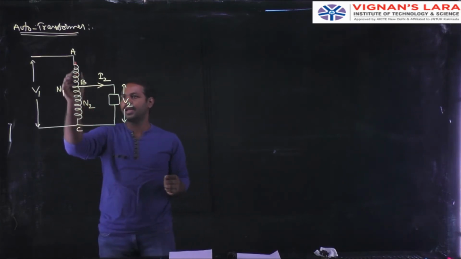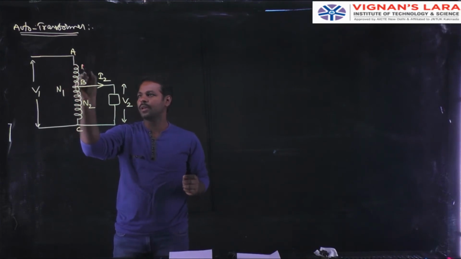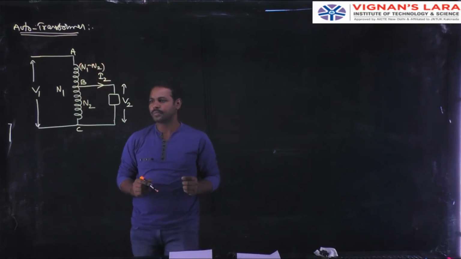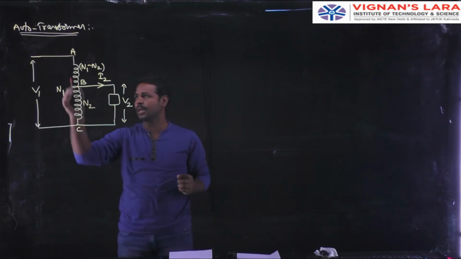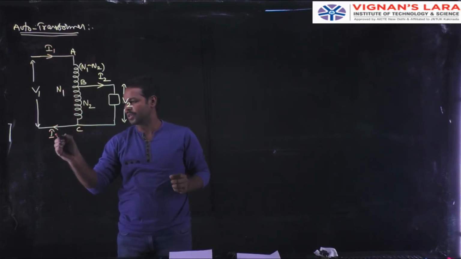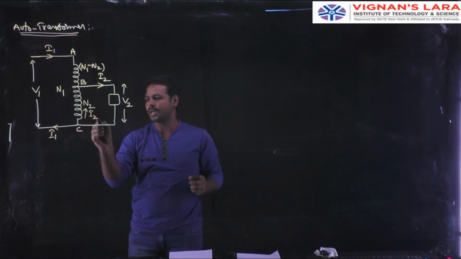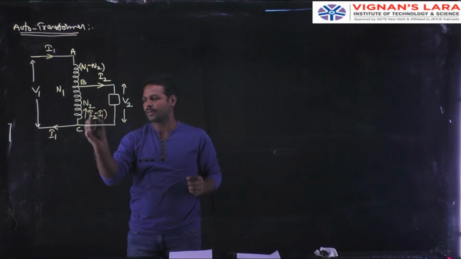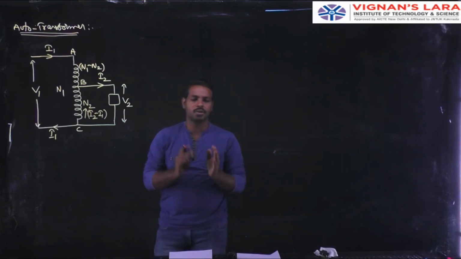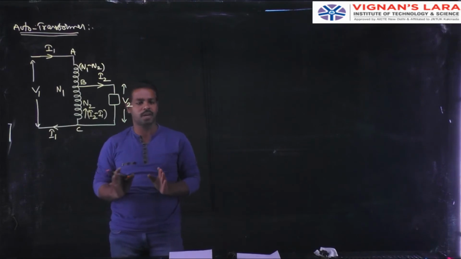The number of turns in winding AB is equal to N1 minus N2. The corresponding current circulating in this path is the input current I1, the return path is also I1, but the current in this path is equal to I2 minus I1. This is the single line diagram or schematic diagram of an auto transformer.